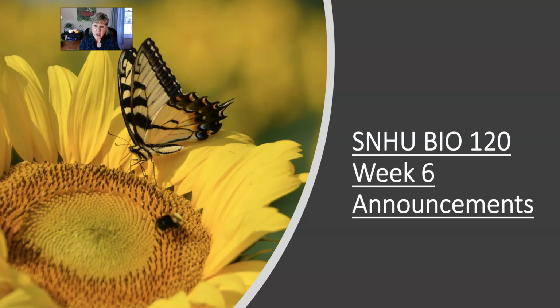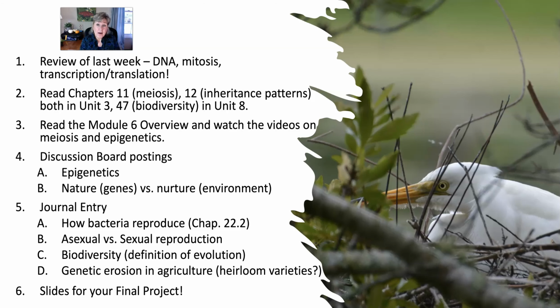Good morning, everyone. It is Monday morning of week 6, so let's see what we've got going on. All right, last week you learned all about DNA, the molecule, and how it replicates. You learned about mitosis, which is a type of nuclear division. The nucleus divides, where you have copies made of the chromosomes, and then the 2 daughter cells, their chromosomes look exactly like the mother cell.